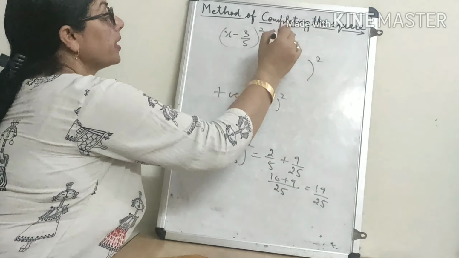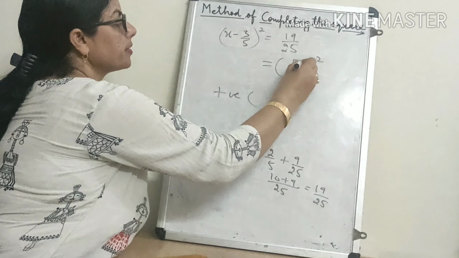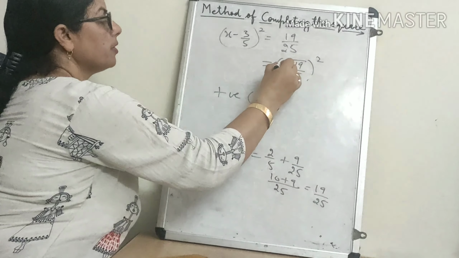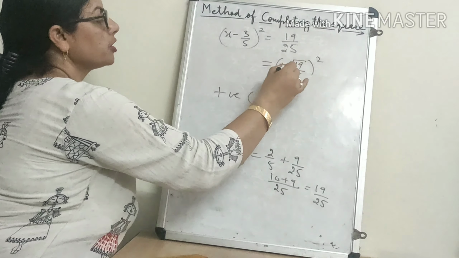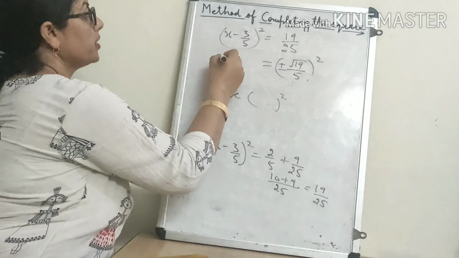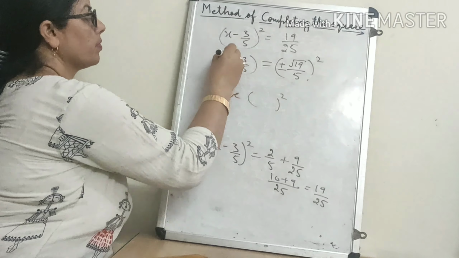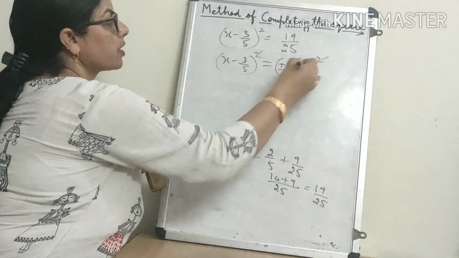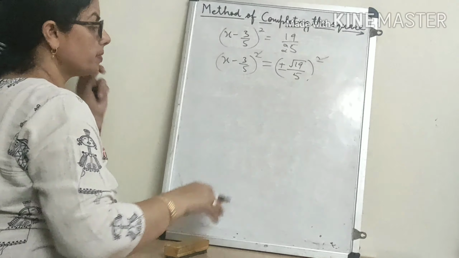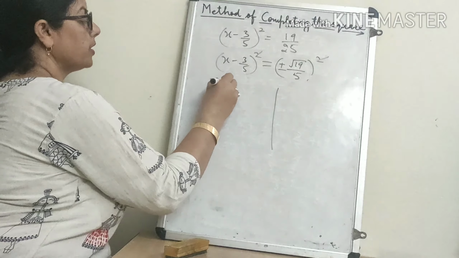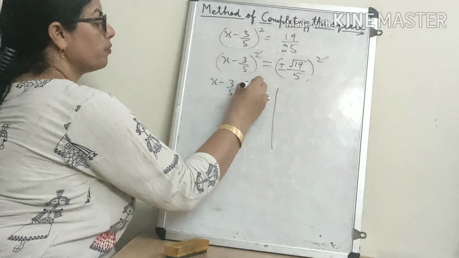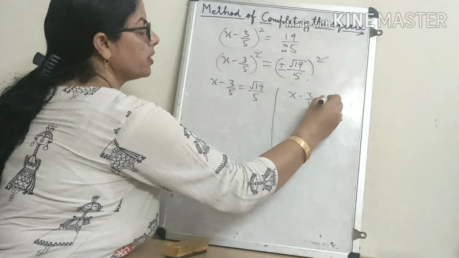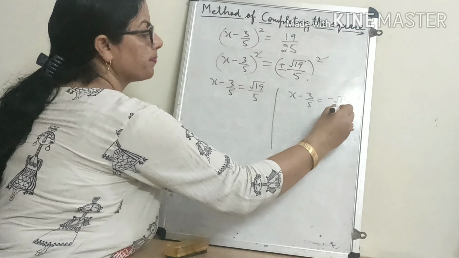How? 19 is the square of root 19. 25 is the square of 5. But this term may be positive also, and this may be negative also. And this as it is. Clear? Now square will cancel with square. Now two possibilities are there. x minus 3 by 5 is equal to positive root 19 by 5. x minus 3 by 5 is equal to negative root 19 by 5.